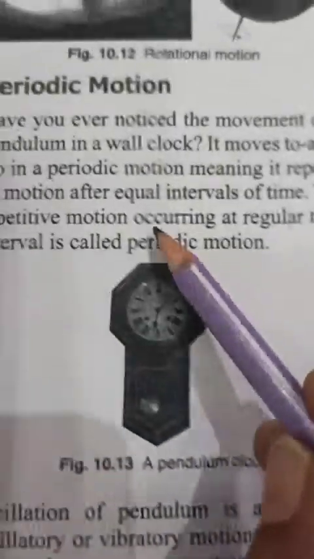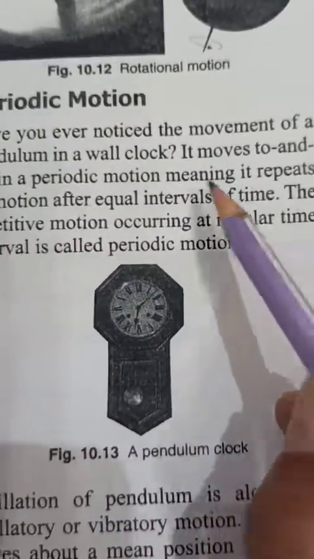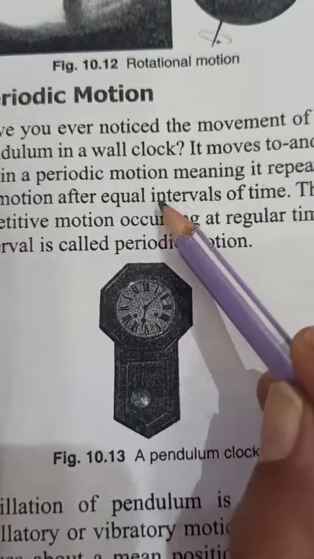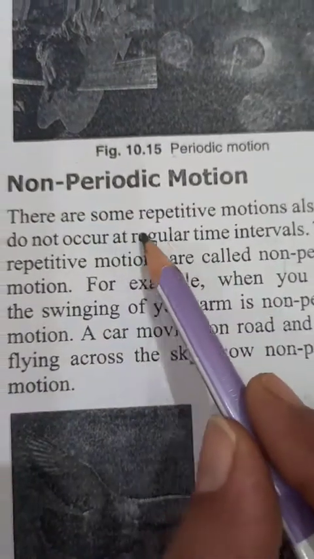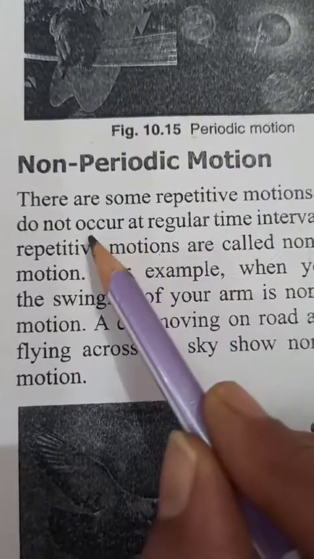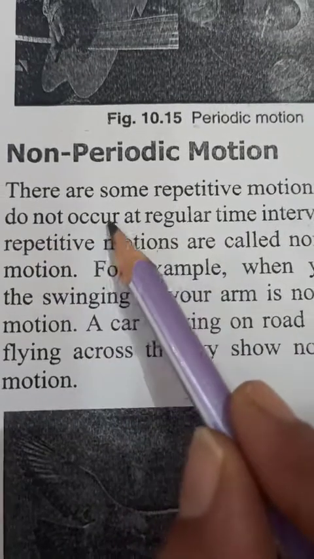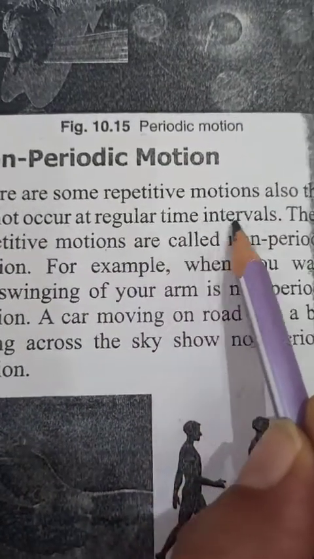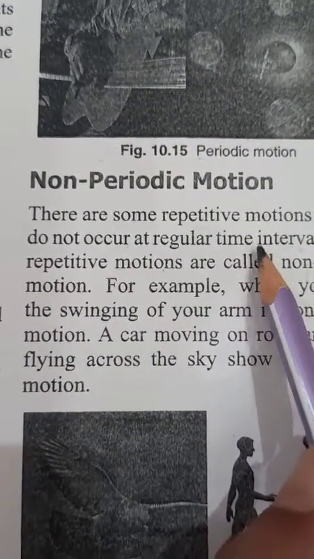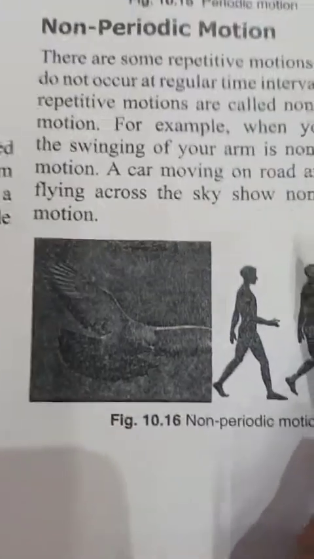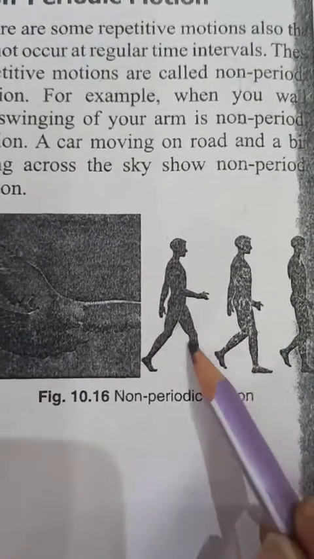Means here we can say that periodic motion repeats its motion after equal intervals of time. But here what we are saying is that when any types of motion do not occur at regular intervals of time, then we can say those motions are non-periodic motion. The best and a very common example we can take from our body also.